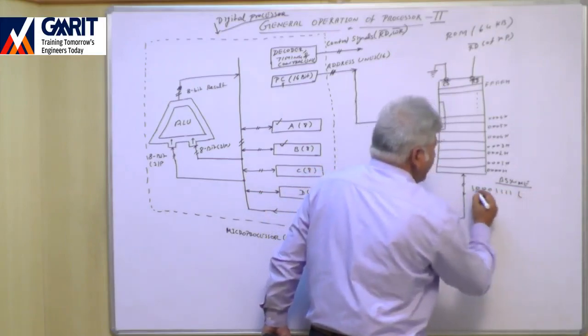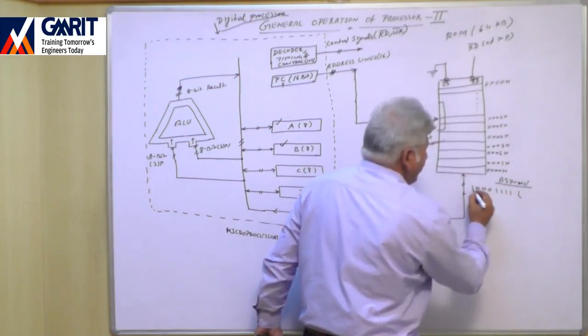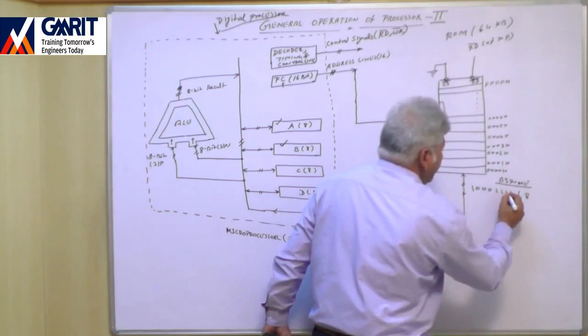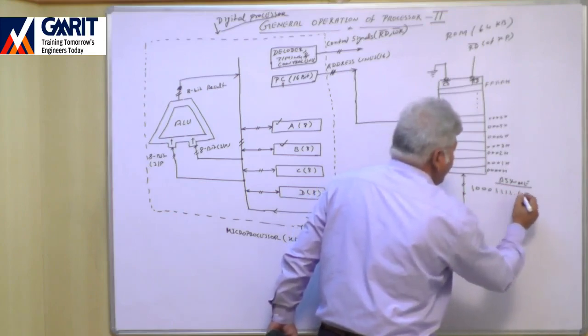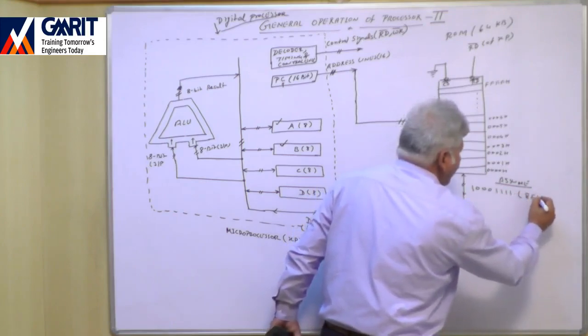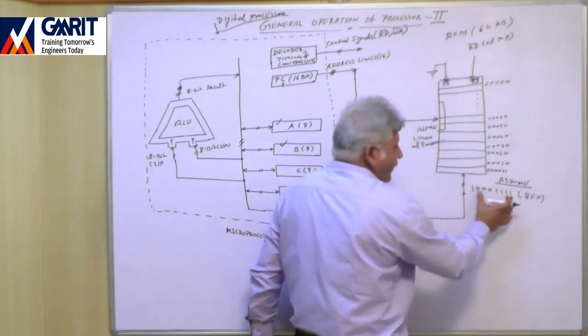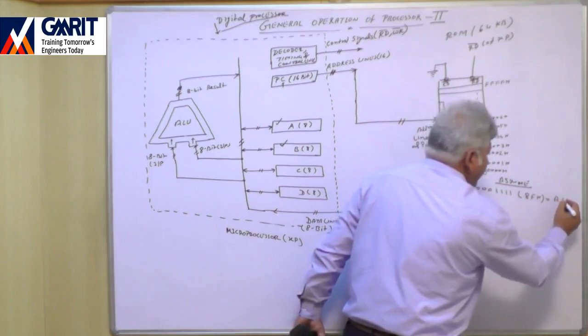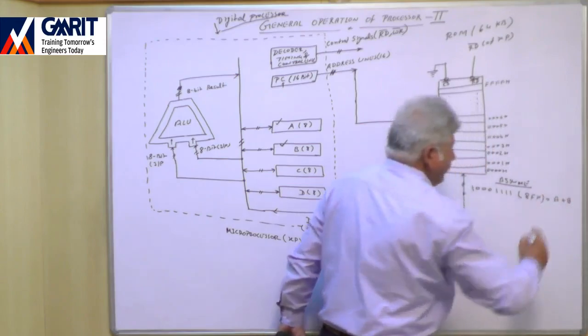1000 1111. In hexadecimal, 1000 is 8 and 1111 is F. This binary pattern is used for adding the content of A with the content of B.